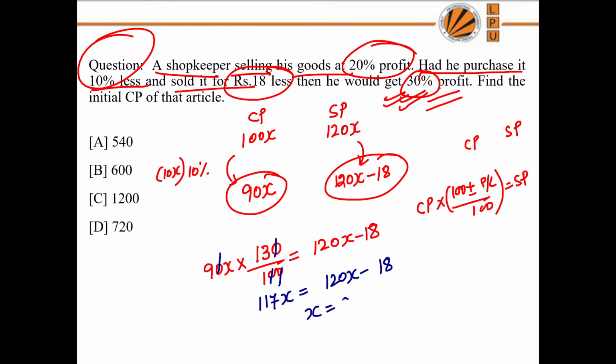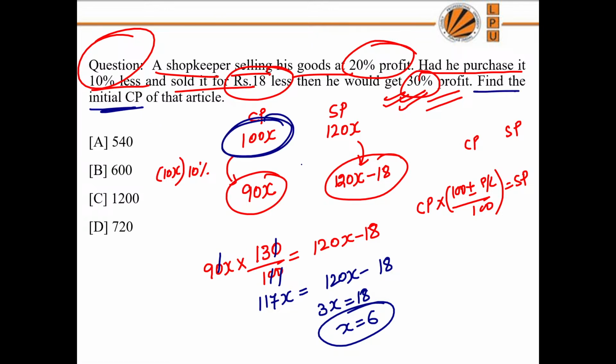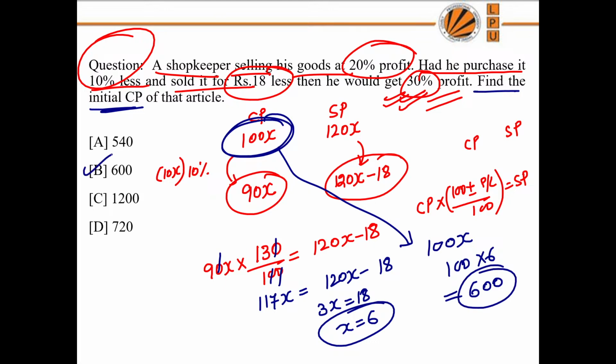So 3x is equal to 18 and x is equal to 6. The question is asking you to find the initial CP. Initial CP was 100x. So the value of 100x would be 100 multiplied by 6, which gives you 600, which is option B for this question.